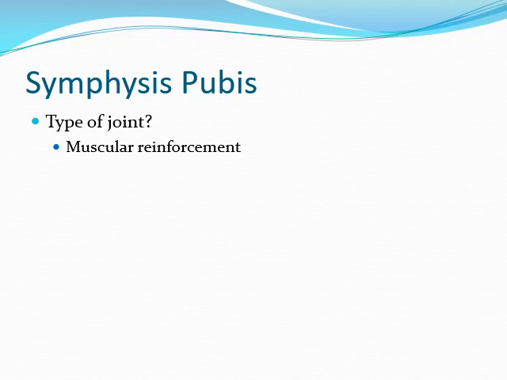The muscular reinforcement consists of the rectus abdominis, the internal oblique, and a small little muscle at the base of the abdomen, which you probably haven't heard of until you've read this chapter, called the pyramidalis muscle. The pyramidalis muscle is a small muscle located at the very base of the abdomen, and that's also going to attach at the pubic symphysis.